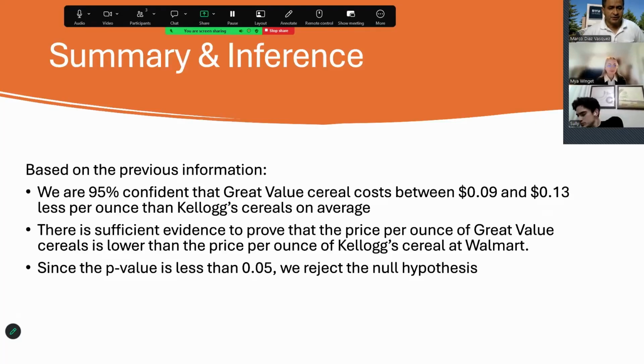So our conclusion after this study was done: we are 95% confident that Great Value cereal costs between 9 cents and 13 cents less per ounce than Kellogg's cereals on average. There is sufficient evidence to prove that the price per ounce of Great Value cereals is lower than the price per ounce of Kellogg's cereals at Walmart. Since the p-value is less than 0.05, we reject the null hypothesis.